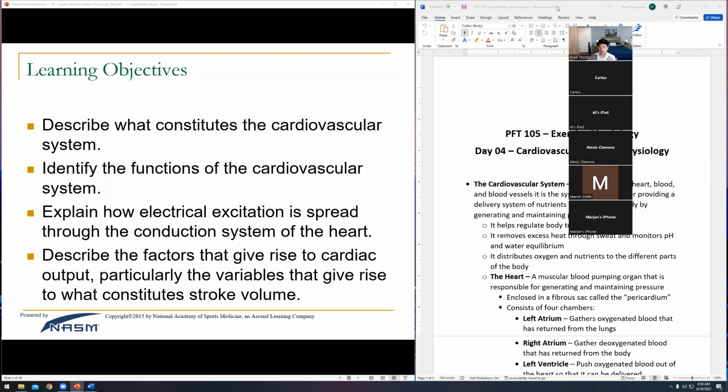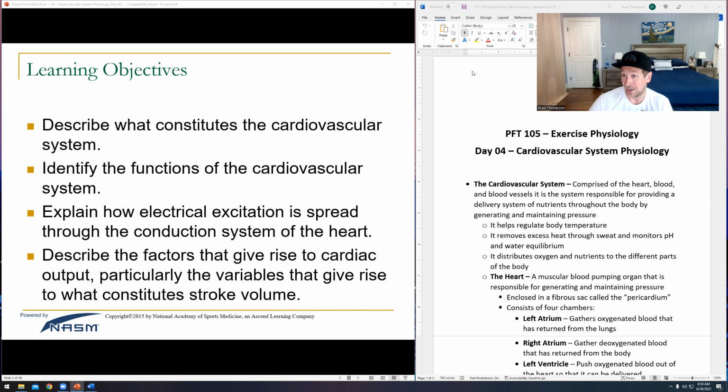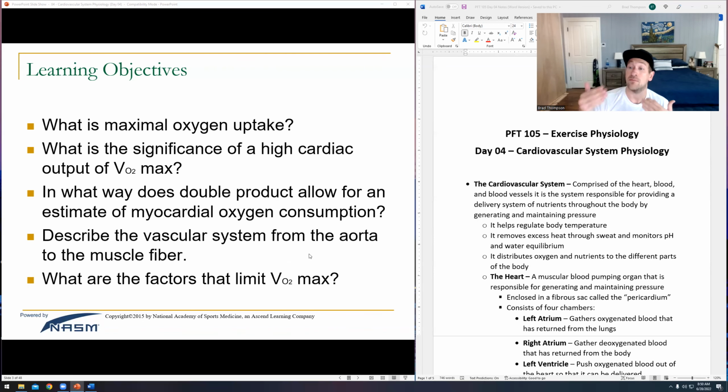Every time your heart beats, it has a little electrochemical signal that goes off in it, and we're going to see how our heart actually makes that electrochemical signal. That's called excitation. We'll also talk about how cardiac output is very important, cardiac output being the overall performance of our heart and how we measure that as trainers.